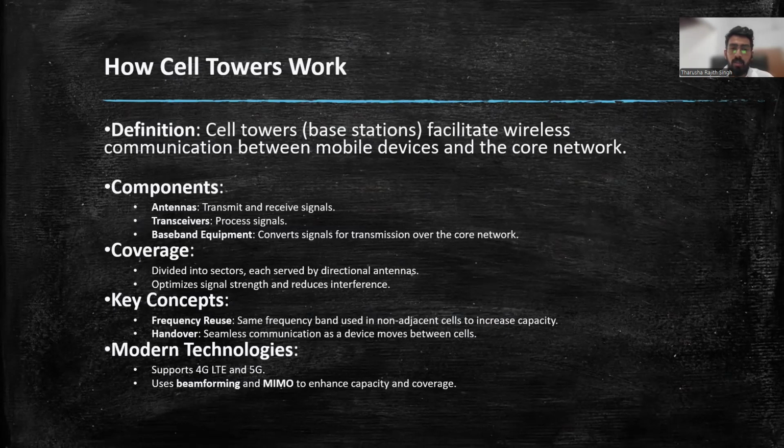So, cell towers are essential for providing reliable wireless communication, and they enable us to make calls, send messages, and access the internet from our mobile devices. So in conclusion, cell towers are the backbone of the cellular network, enabling seamless communication between mobile devices and the core network.